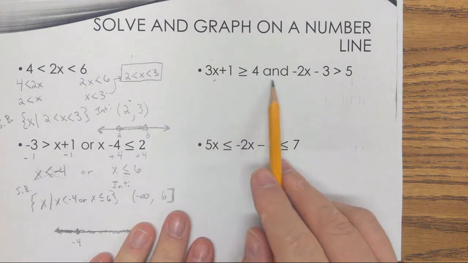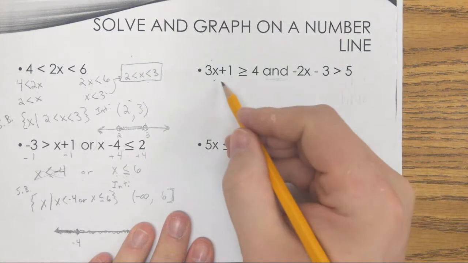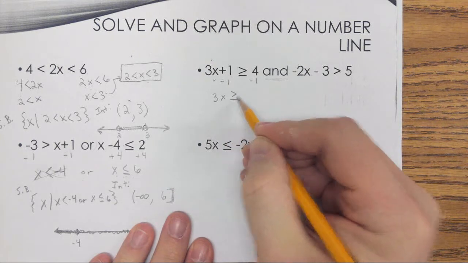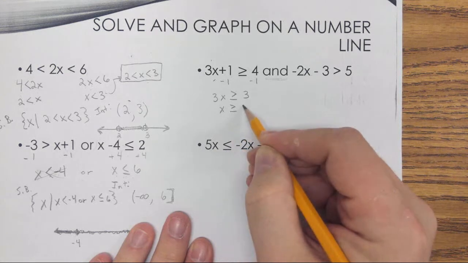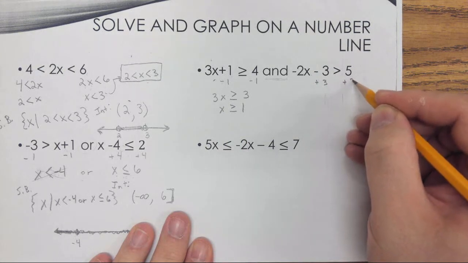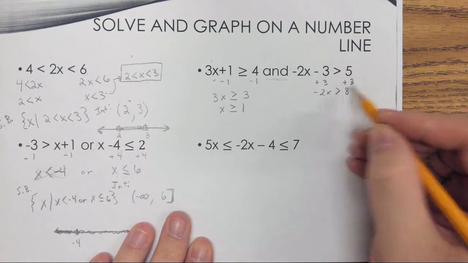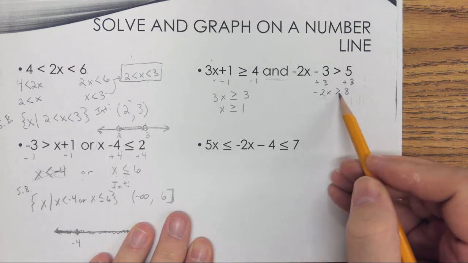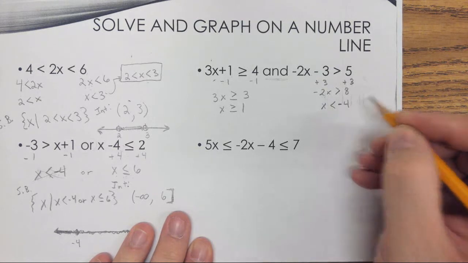Here's one that is an and, a compound inequality. We're going to solve this. We're going to subtract 1. So we get 3x is greater than or equal to 3. Divide by 3. Get x is greater than or equal to 1. Do this one. Add 3. Negative 2x is greater than 8. Divide by negative 2. Remember, when we divide by a negative, we got to flip our sign. So x is less than negative 4.